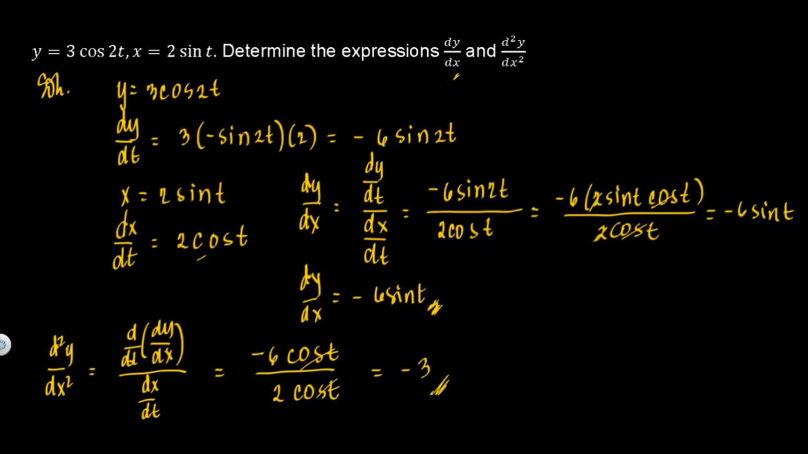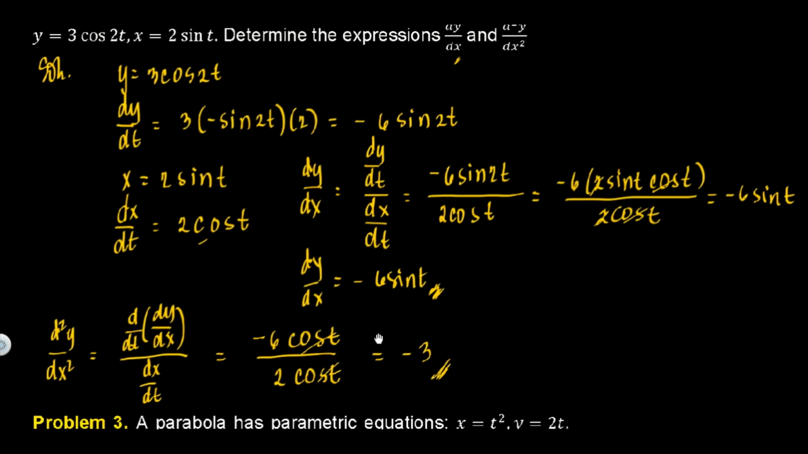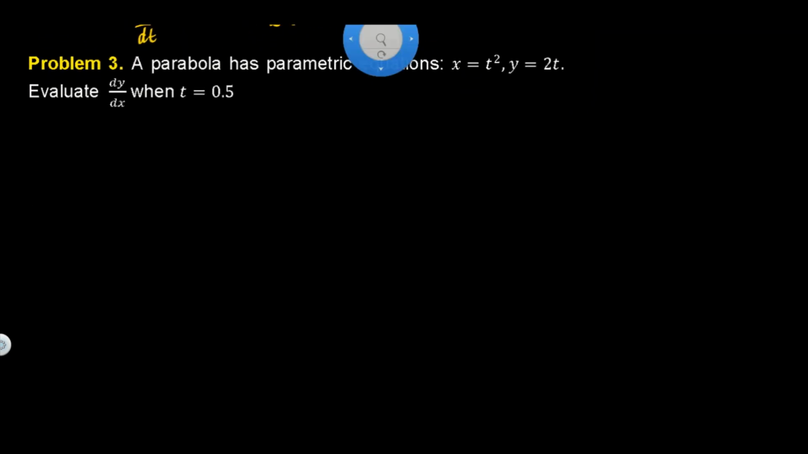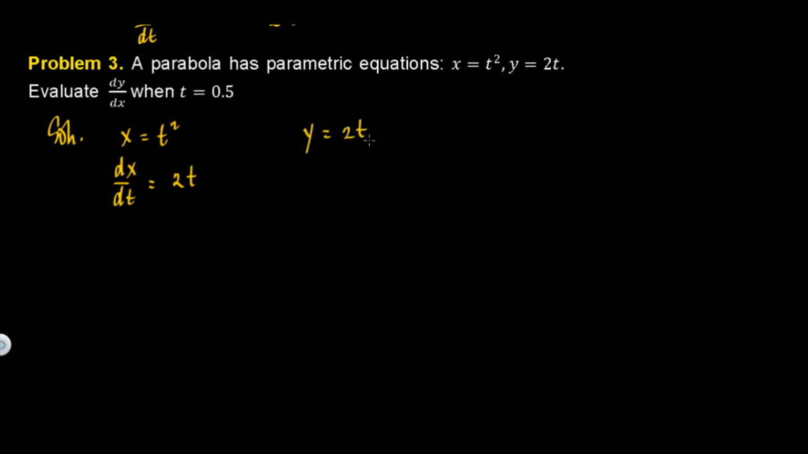So number 3 na tayo. Okay, a parabola has parametric equations x equals t squared, y equals 2t. Evaluate dy over dx when t equals 0.5. Okay, so we have x equals t squared, so dx over dt is equal to 2t. Then y equals 2t, so we have dy over dt equal to 2. Then to find dy over dx, we have dy over dt over dx over dt.